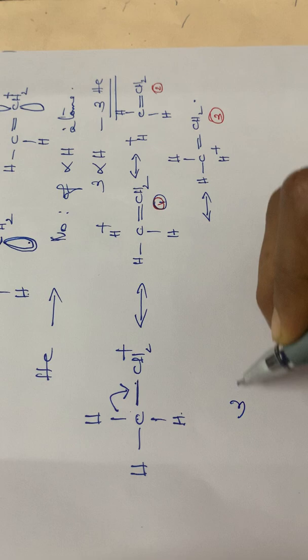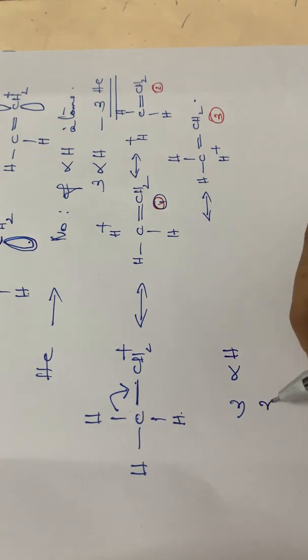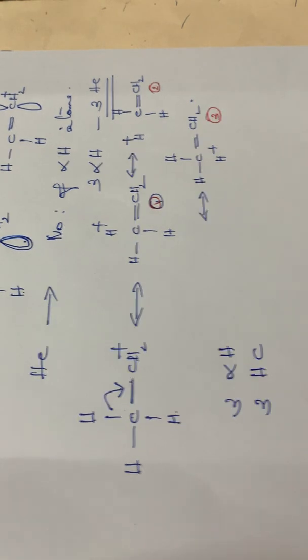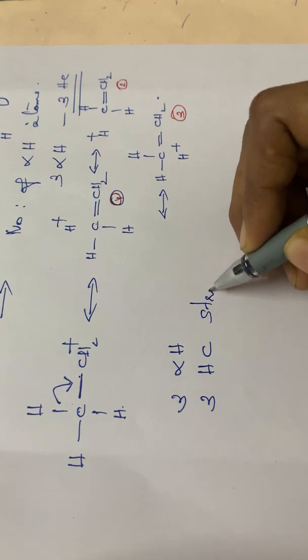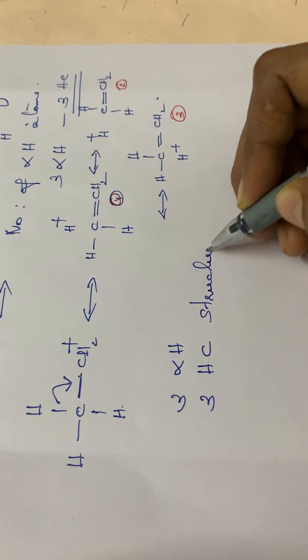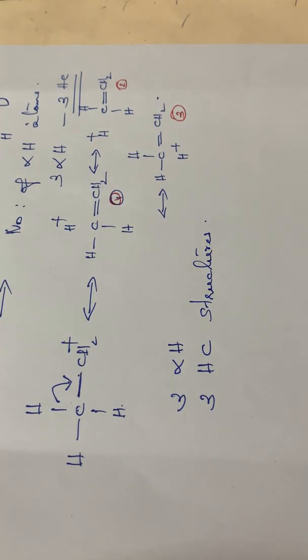So here 3 alpha hydrogen atoms are present, so we can have 3 hyperconjugative structures. You should not write HC. So 3 hyperconjugative structures are there. Okay. So this is the case of ethyl carbocation.